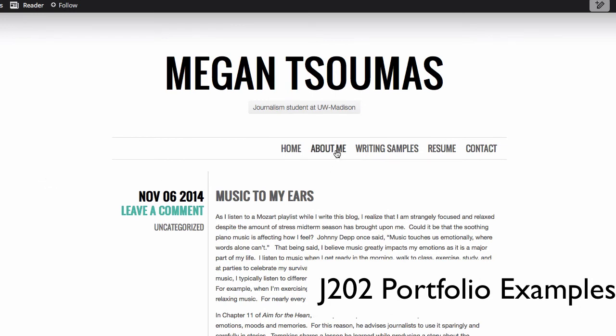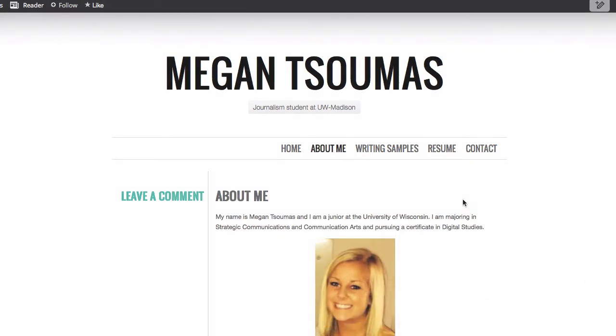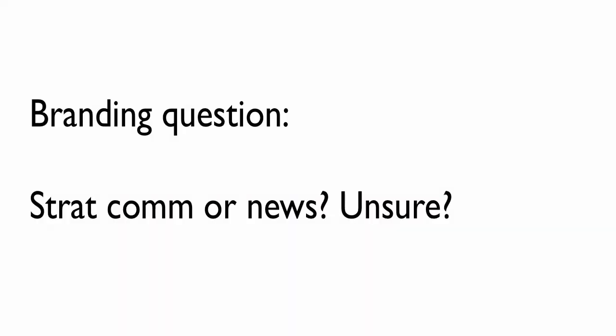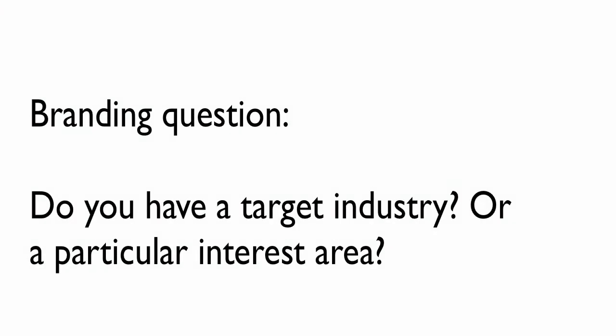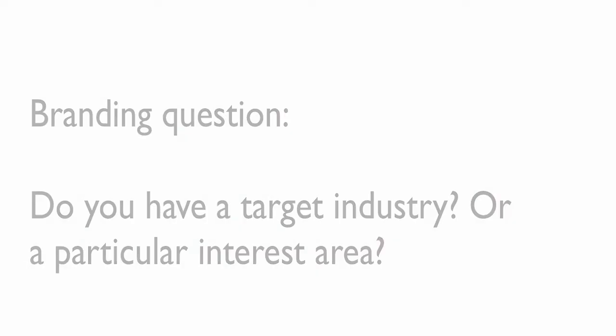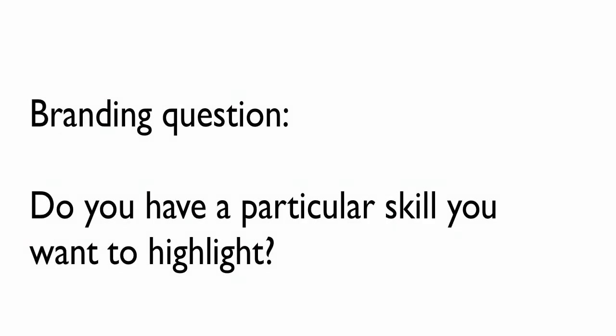Here are some basic branding elements that you need to consider. Are you wanting to go into strategic communication or news? If you don't know, maybe you want to focus on a more general brand as a professional, versatile communicator. Is there any particular industry you're aiming to break into? For example, do you really want to be a sports writer, a travel writer, a fashion blogger? Your portfolio should reflect those interests. If you have a special skill set, like design or multimedia, make sure that your site conveys those talents. If your skill is photography, I'd hope to see a lot of photos on your site. If it's video, I'd really like to see a video, hopefully on that front page.